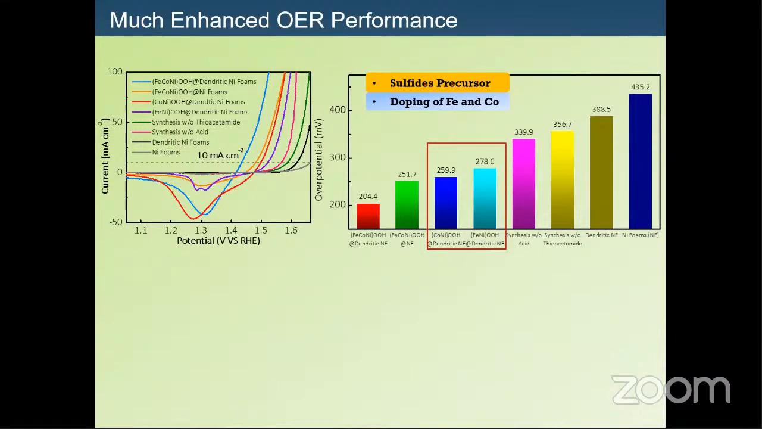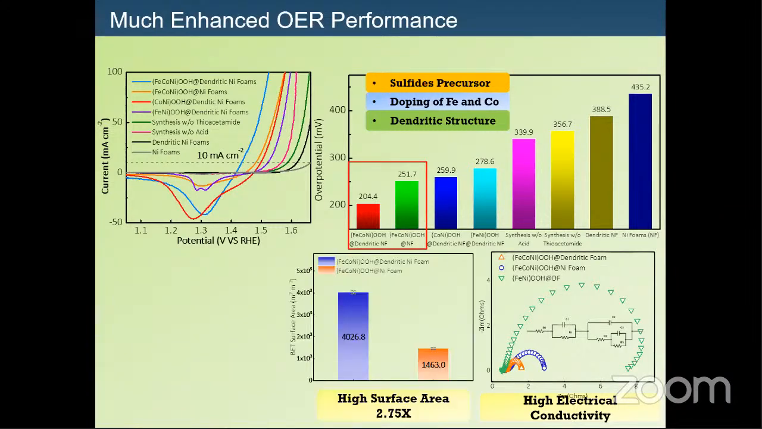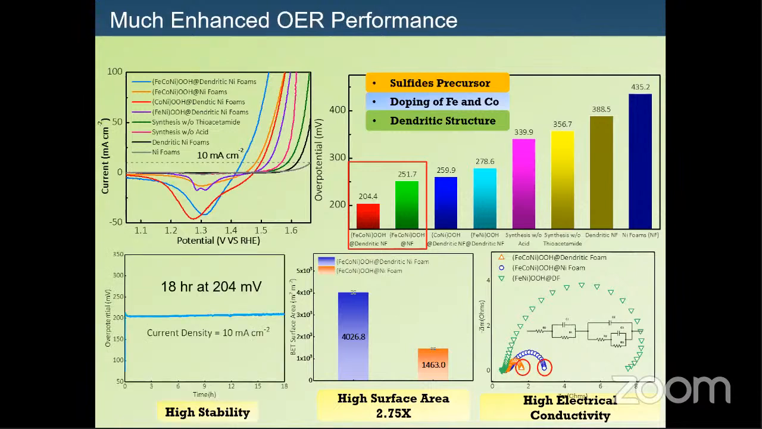It has been reported that the doping of cobalt improves the conductivity and assists the electron transfer, which can be observed from the impedance test. Finally, the exceptional performance is also owing to the innovative dendritic structure. Without the dendrites, the overall potential is 47 millivolts higher. Such dendritic structure not only provides the large surface area, but also provides more active sites and facilitates the charge transfer, as manifested in the impedance test. Such outstanding OER performance is stable over 18 hours with just a few millivolts change.